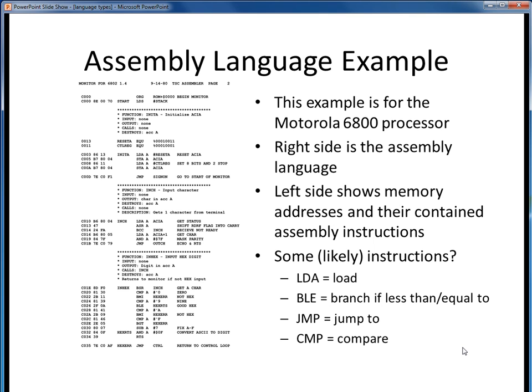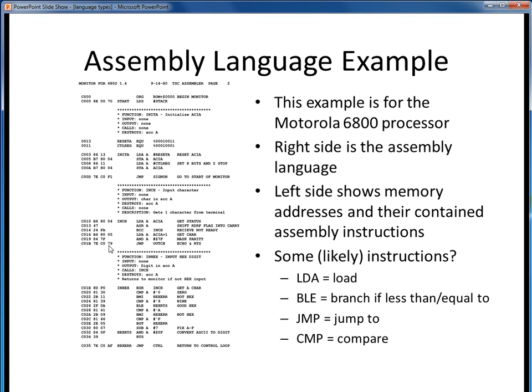Again, this is something I found on the internet. I'm not exactly certain what this program does, but it's for the Motorola 6800 processor. At this point, you might want to open up the companion PDF slide and zoom in to have a closer look. On the right side of this program, we see the various assembly language instructions and their corresponding mnemonics. On the left side, we can see the specific memory locations for each instruction and the machine language hex equivalents for each instruction and its associated arguments or data.